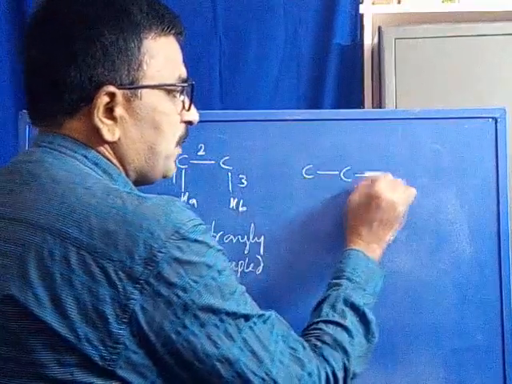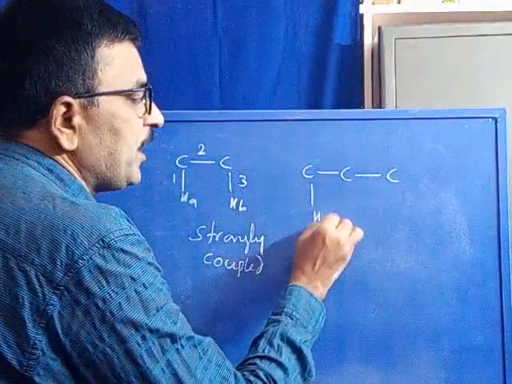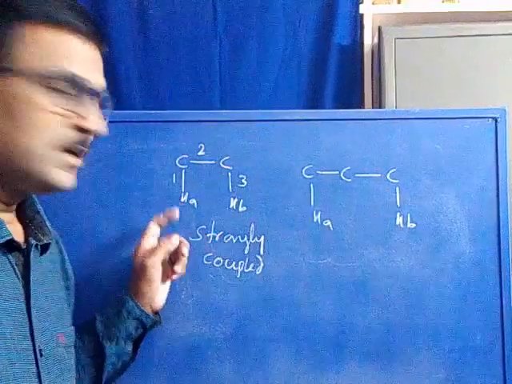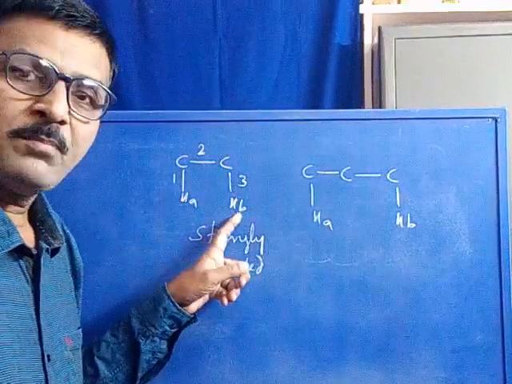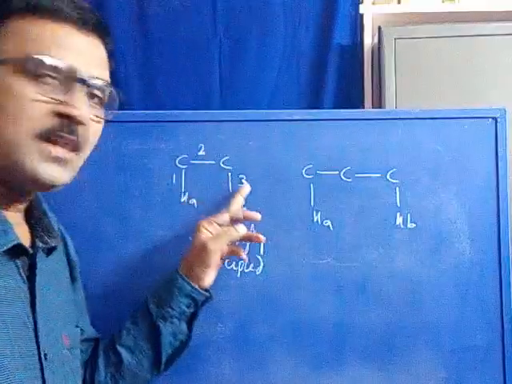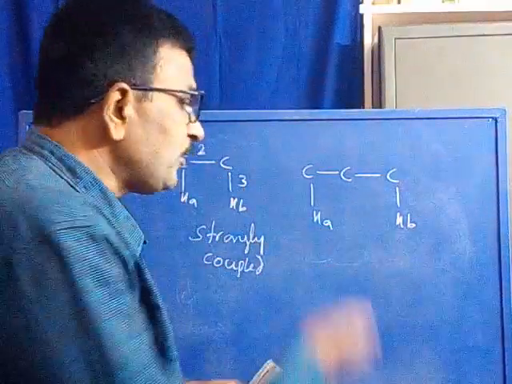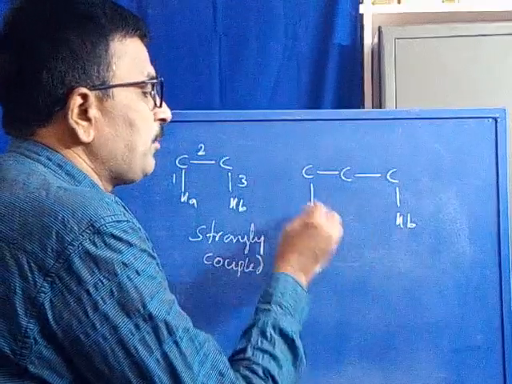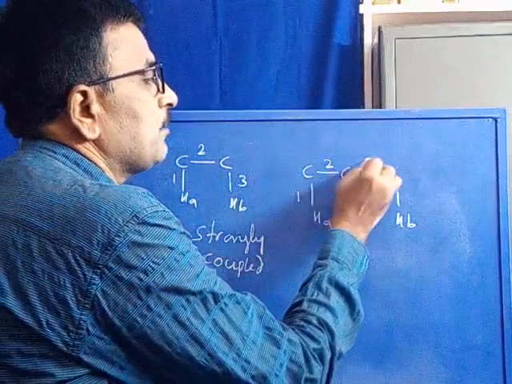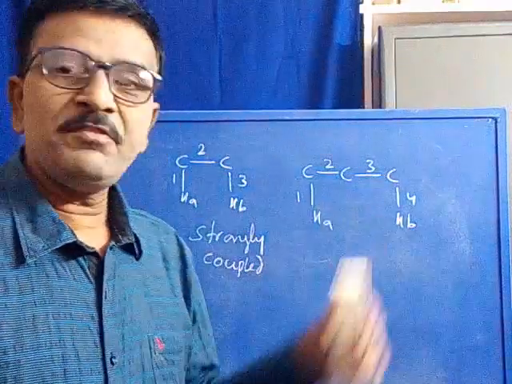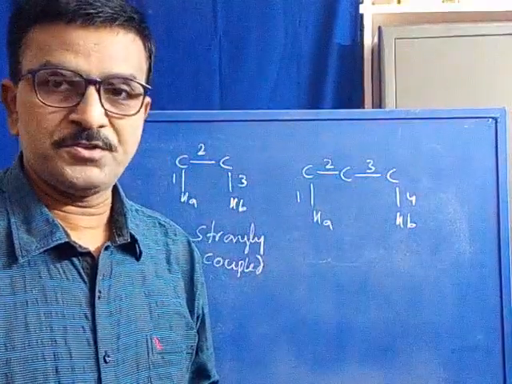If the number of bonds between the A and B protons is more, you can see in the first instance there are 3 bonds between the AB protons: 1 bond, 2 bond, 3 bond, strongly coupled. In the second case, the number of bonds between the AB protons is 4: first bond, second bond, third bond and fourth bond.